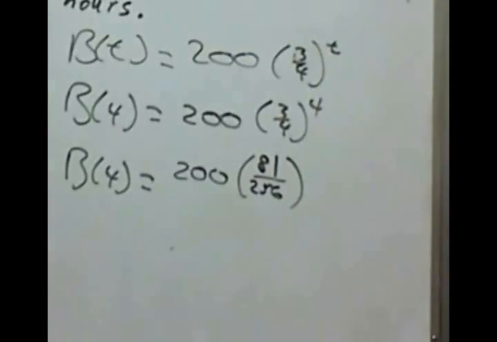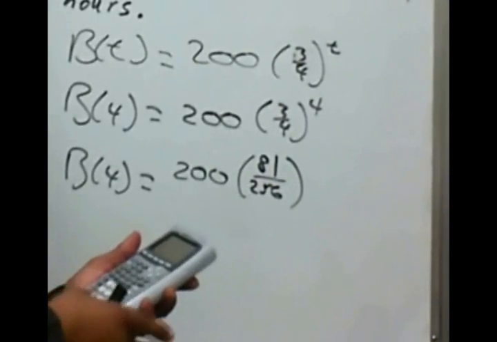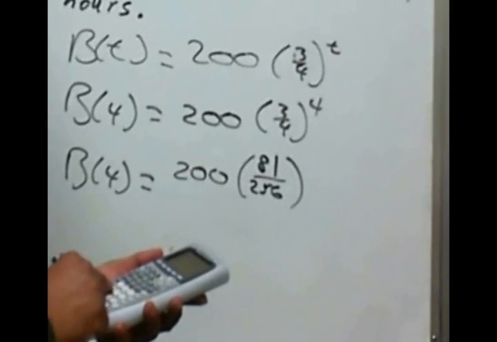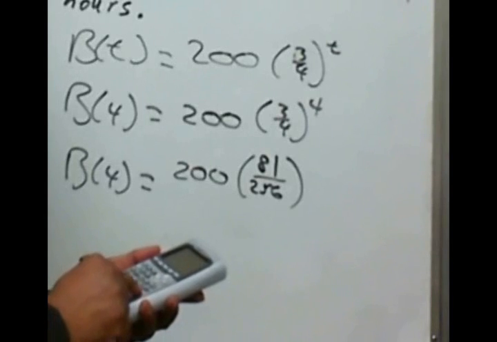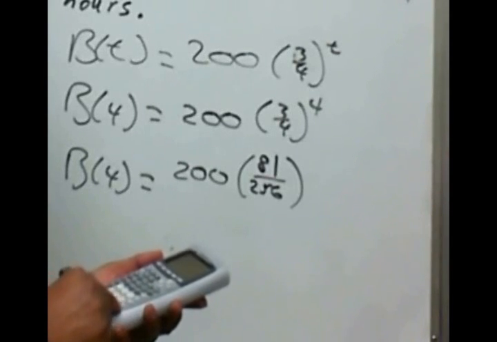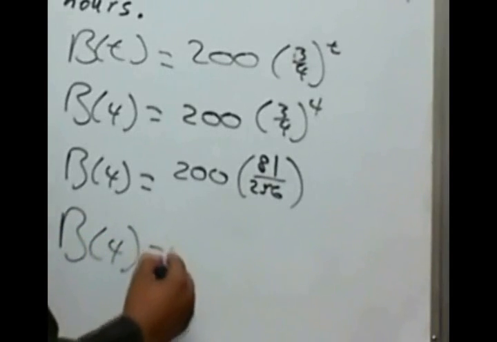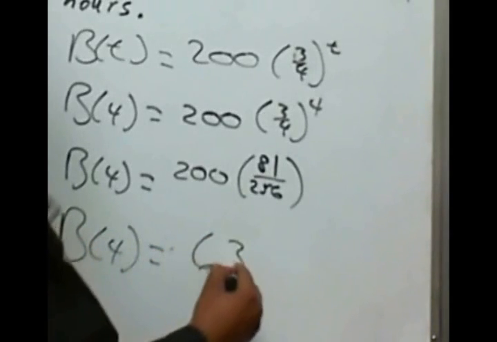Now, from there, let's take 200 times 81, and then divide that by 256. In 4 hours, our blood alcohol level will be 63.3.